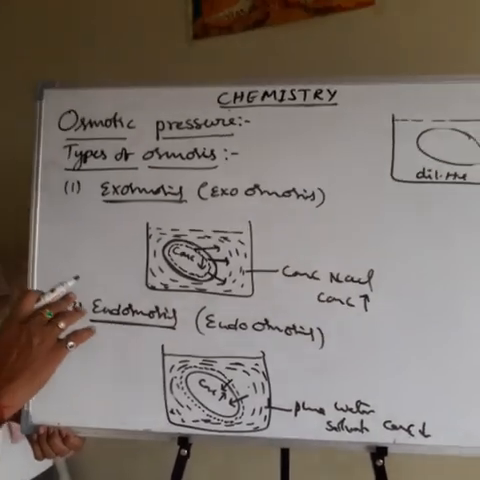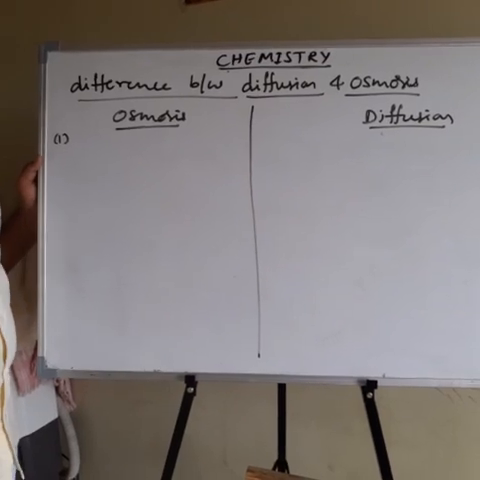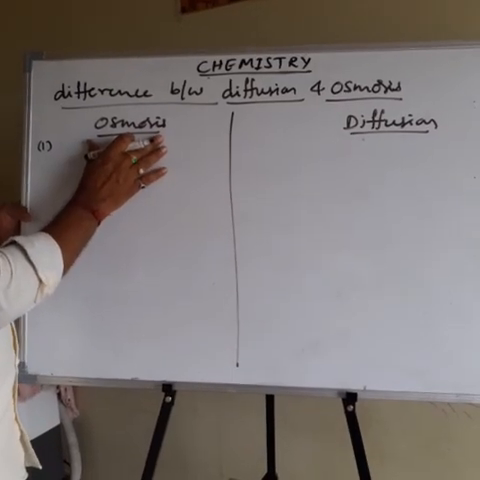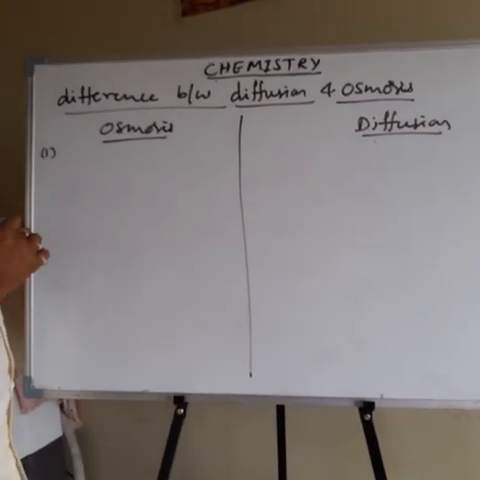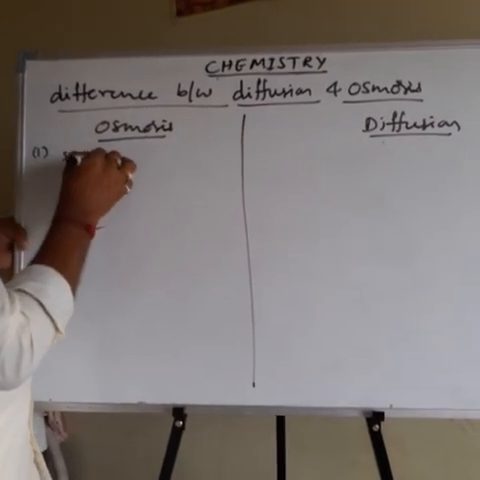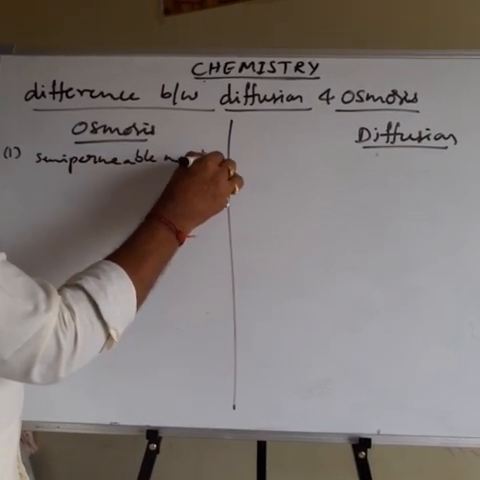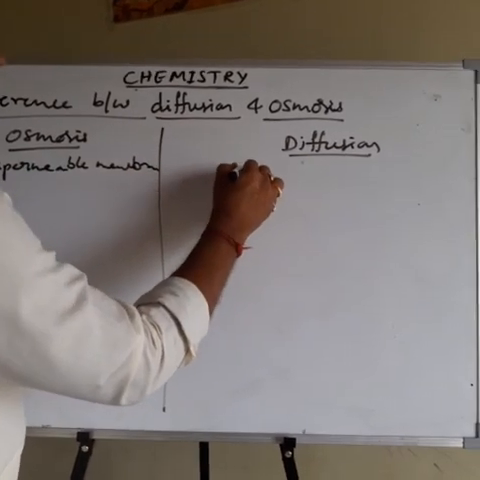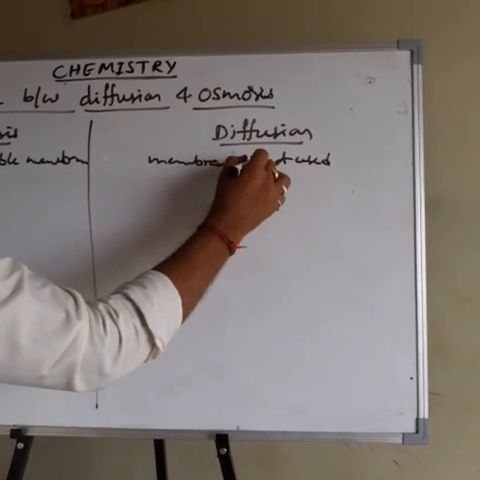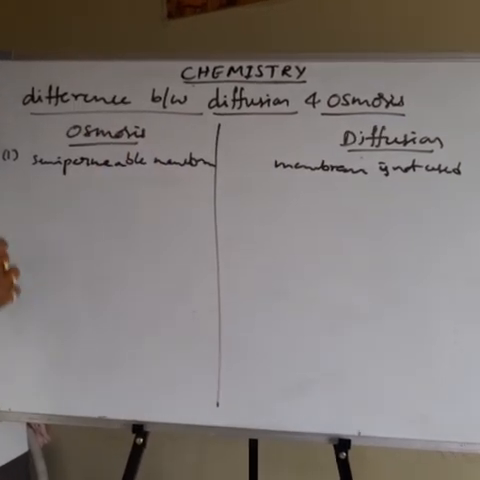The next one is the difference between osmosis and diffusion. Here this is osmosis, and this is diffusion. The first point, as I just told: in the case of osmosis, a semi-permeable membrane is used. But in diffusion, a semi-permeable membrane is not used. Not any membrane is used in diffusion.